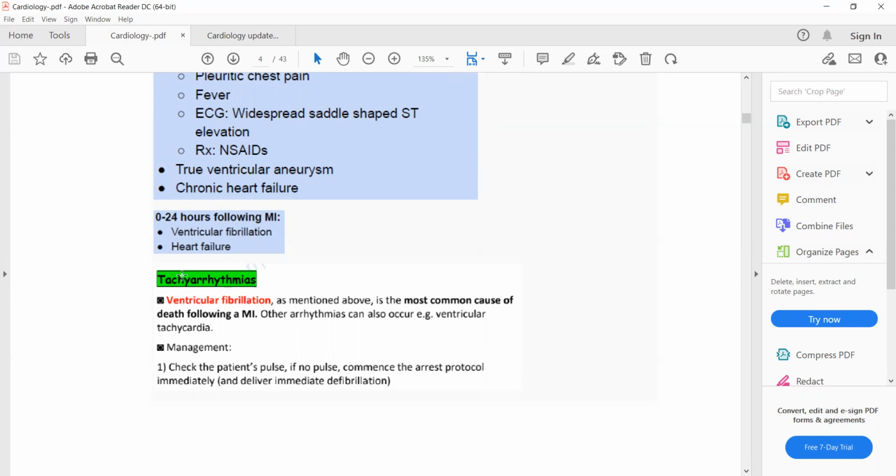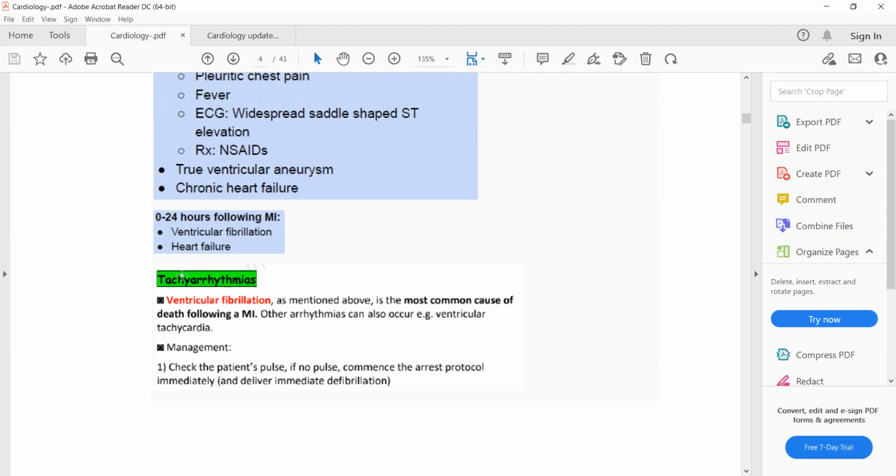Those complications include tachyarrhythmias such as ventricular fibrillation or ventricular tachycardia. And the second one is acute decompensated heart failure. We are going to discuss their diagnosis and management one by one.